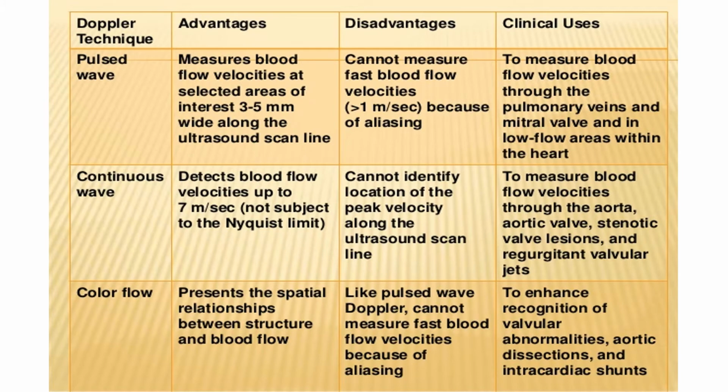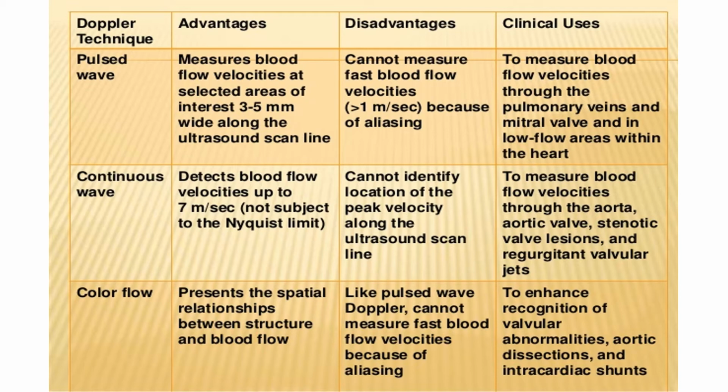This is a tabular representation of the three main Doppler techniques. The pulsed wave can measure blood flow velocities at any area, but cannot measure fast flowing blood. Its clinical uses are to measure blood flow velocities through the pulmonary veins and in the mitral valve and in low flow areas within the heart. Whereas a continuous wave can detect high velocities but cannot identify the location of peak velocity. This is used to measure blood flows through the aorta, aortic valve, stenotic valvular lesions, and regurgitant valvular jets.